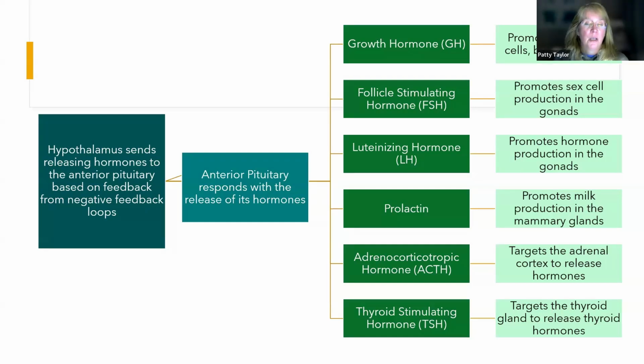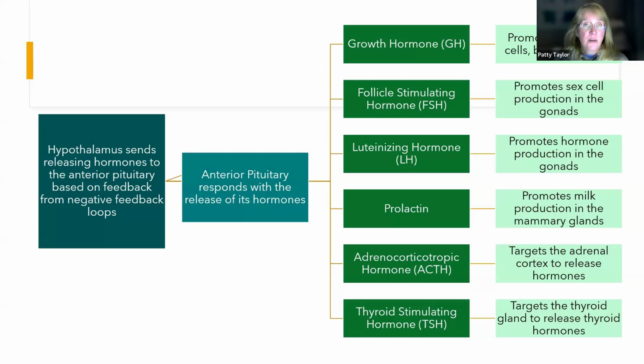Adrenocorticotropic hormone. Adreno means adrenal gland. Cortico is the cortex of that adrenal gland. So this is the adrenal cortex that we're targeting. Tropic hormones are anterior pituitary hormones that target other glands or tissues of the body. Here's case in point. ACTH targets the adrenal cortex, telling it to make and release its hormones.